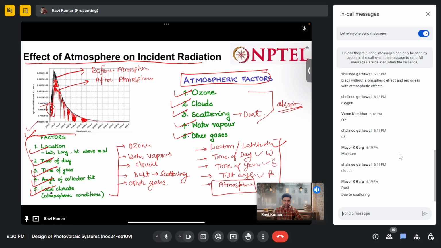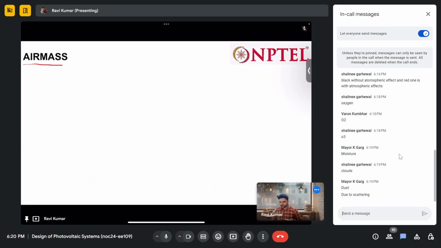Now let's come to the very important concept that is known as air mass. What do you understand by the word air mass? Air mass, mass of air.